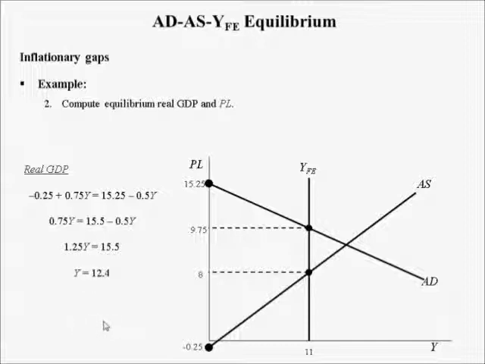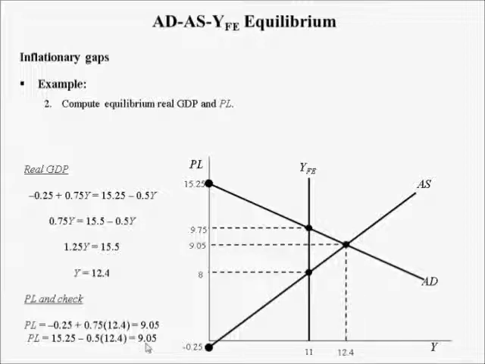Now let's just double check. Remember, the price levels were assumed to be equal, right? This equals a price level, and this equals a price level. So setting them equal to each other means the price levels of both equations are the same at this level of GDP. So we plug in 12.4 to the demand curve and to the supply curve, and we get 9.05. They're the same, so we must have done it right. So the equilibrium price level is 9.05.